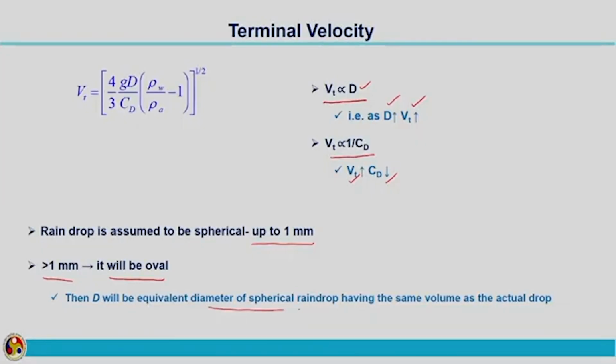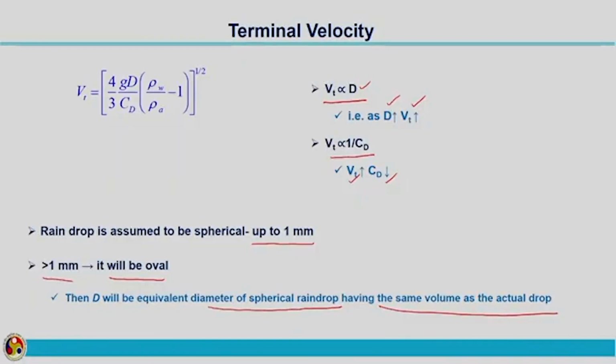If it is less than 1 millimeter, you can directly take the cross sectional area as pi by 4 d square. On the other hand, if it is greater than 1 millimeter, we need to find the equivalent diameter of a spherical raindrop having the same volume as the actual drop. Sometimes we approximate it as spherical, but in the majority of cases that approximation is valid only up to a size of 1 millimeter. Beyond that, it will not be spherical in shape.